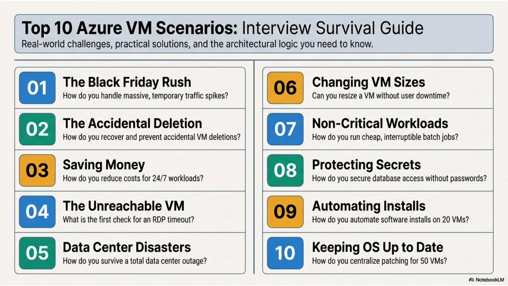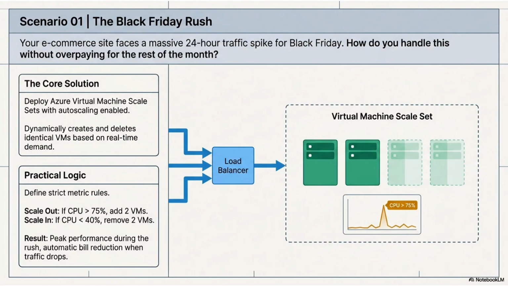The Black Friday Rush. Your company's e-commerce website runs on an Azure Virtual Machine. Black Friday is coming up and traffic is going to skyrocket for just 24 hours. How do you handle this without overpaying for the rest of the month? You should use a feature called Azure Virtual Machine Scale Sets with autoscaling enabled. Instead of buying a massive, expensive virtual machine that sits idle most of the year, scale sets allow your system to copy and create new virtual machines automatically when traffic gets heavy.